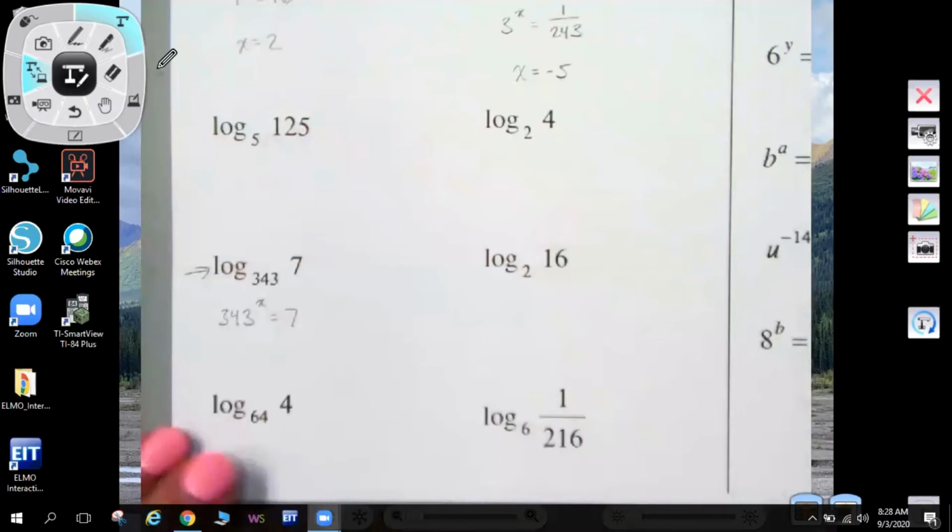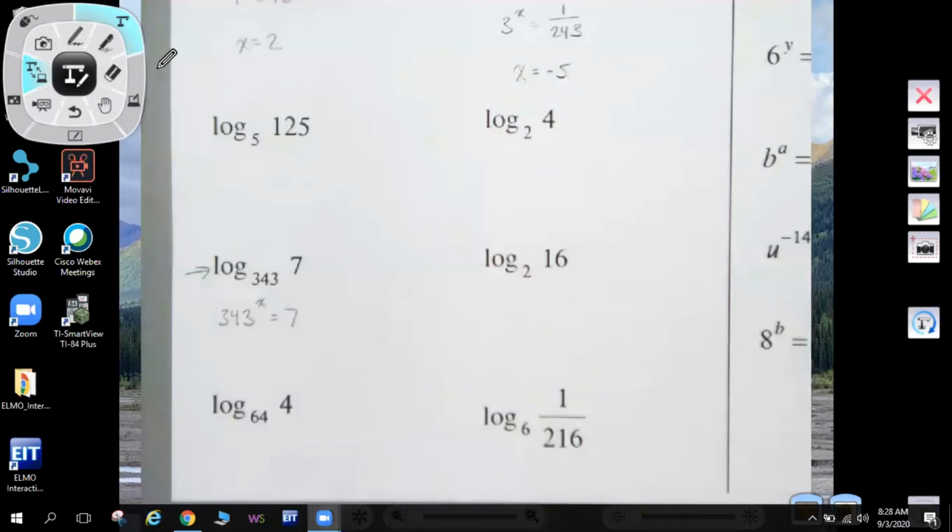So the one that we just worked, we raised a whole number to a power and ended up with a number less than 1. Now we're raising a whole number to a power and we're ending up with a smaller whole number. Any ideas what our exponent will look like this time? A fraction.